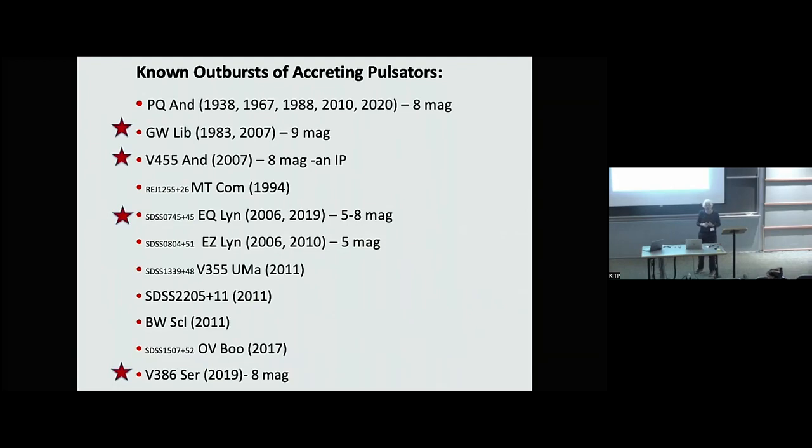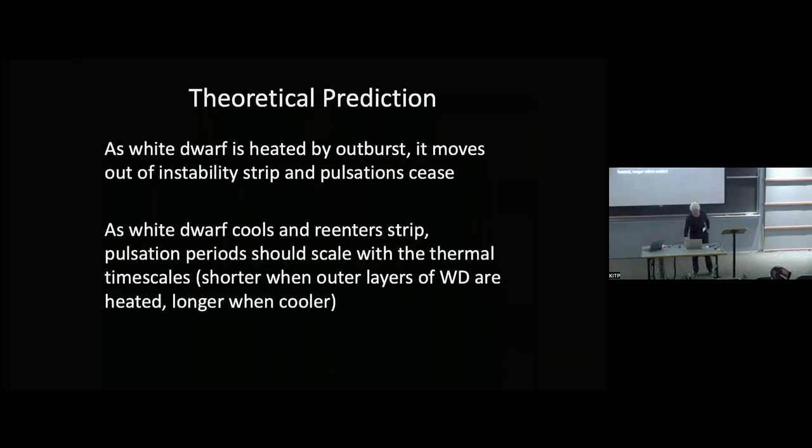So when it does happen, it's huge. Most of these are 8 or 9 magnitudes when they go off. They only go off every 20 or 30 years. So you have to be able to catch them, and that's one of the problems.